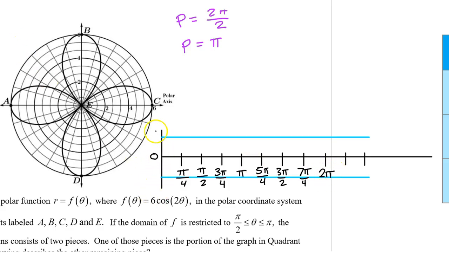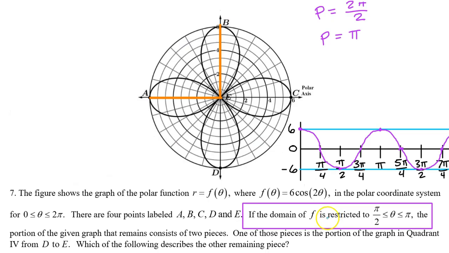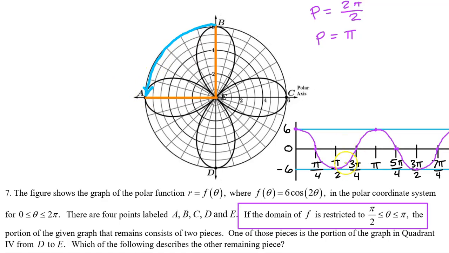The 6 in the front tells us that the amplitude will be 6, so we will have a maximum value of 6 and a minimum of negative 6. We have memorized that one period of cosine looks like this. Here's a second period taking us to 2 pi. If the domain of f is restricted to the interval from pi over 2 to pi, on the polar graph we are talking about the interval from here to here. On the rectangular graph we are talking about the interval from here to here.